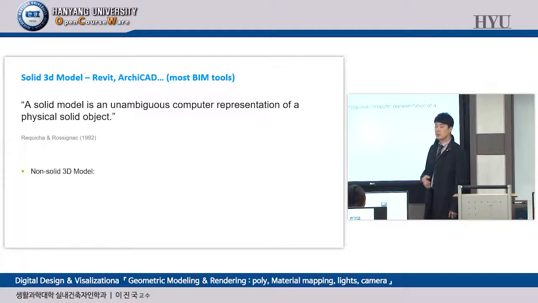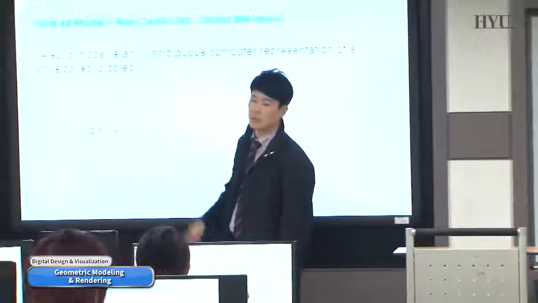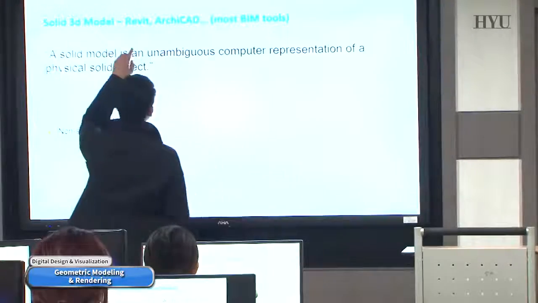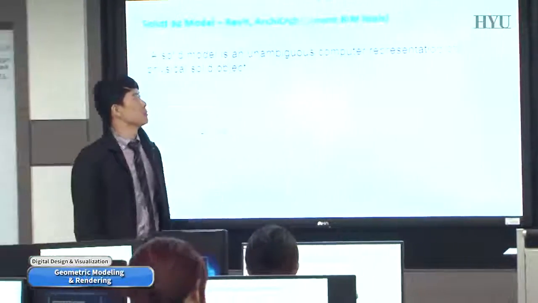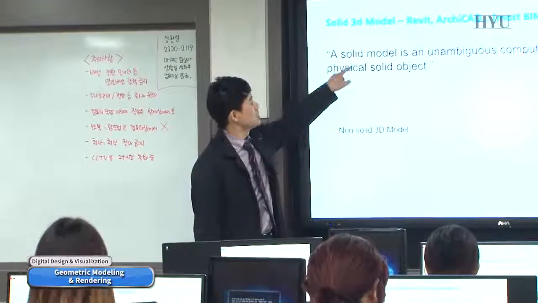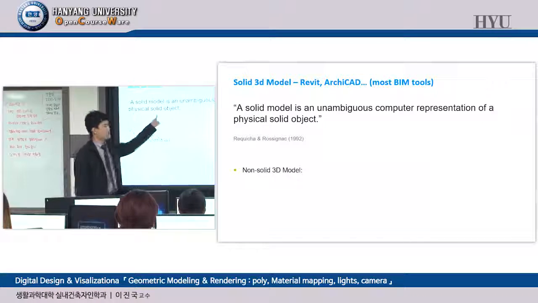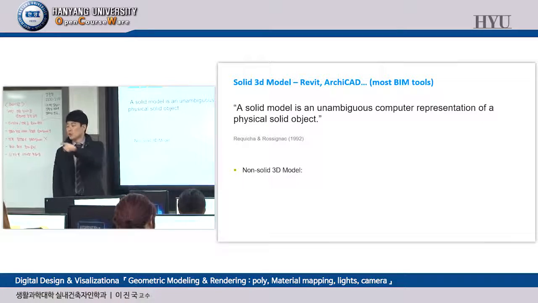But actually, in the real world, we need a solid 3D model. A surface doesn't have thickness. Thickness is zero. So how to print that surface in 3D printers? But if it has thickness, it's a solid 3D model, like Revit, ArchiCAD, most BIM tools support solid 3D models. A solid model is an unambiguous computer representation of a physical solid object. Physical solid object is the keyword. Your 3D printout is a physical solid object, not a computer model.